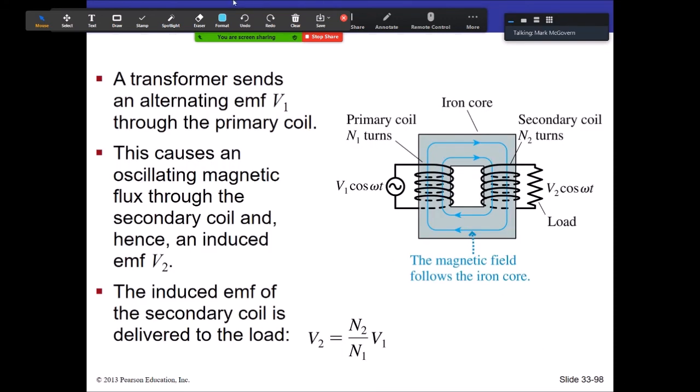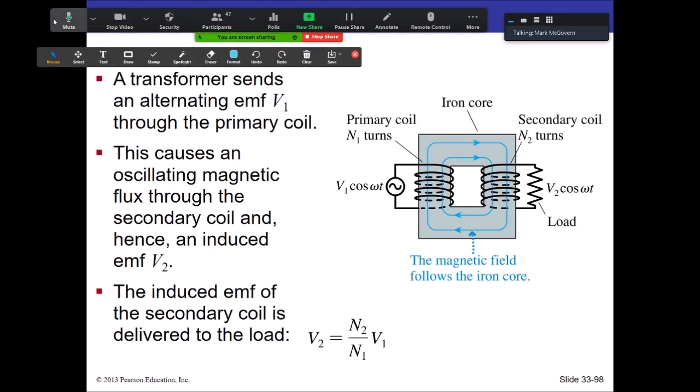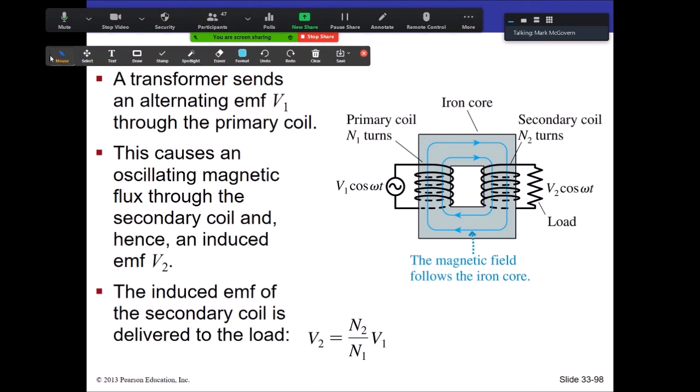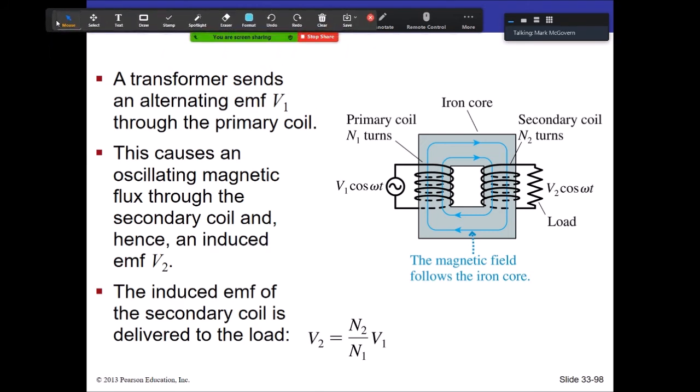Okay, so this is what I thought I was talking about: transformers. Transformers use electromagnetic induction to step up or step down voltages in things. There's a lot of situations where you want to be able to either transmit power or apply different voltages to things, and you want to be able to transform a voltage from one to the next.